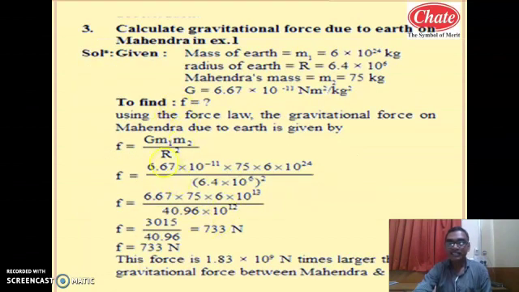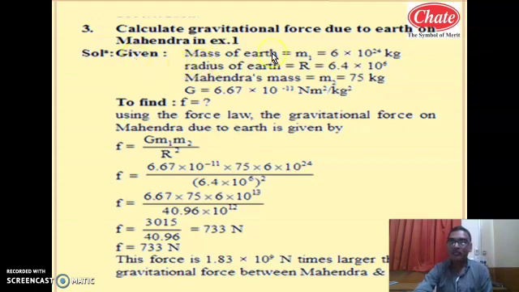Now see the next question based on Newton's universal law of gravitation. Calculate the gravitational force due to Earth on Mahendra in example 1. So we have to calculate the force of attraction between Mahendra and Earth. Here we take one mass as the mass of Mahendra and the second mass as the mass of Earth. Compared to problem number 1, in place of Virat's mass we take the mass of the Earth, which is very large. Hence the force value will be large.